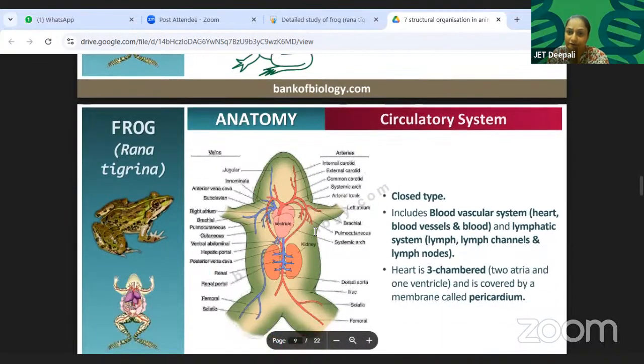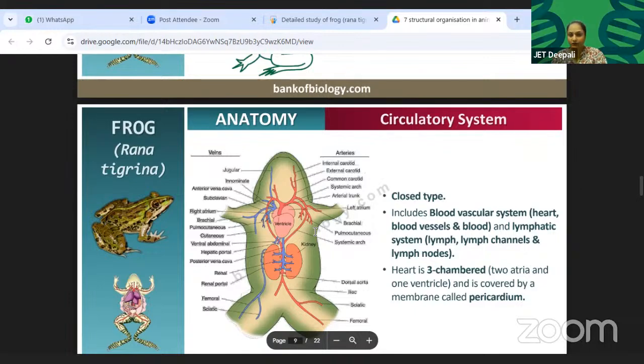Now coming towards the circulatory system of the frog. It is the closed type and includes the blood vascular system, heart, blood vessels, and blood, and the lymphatic system, which includes lymph channels and lymph nodes. The heart is three-chambered, meaning two atria and one ventricle are present, covered by a membrane called the pericardium.